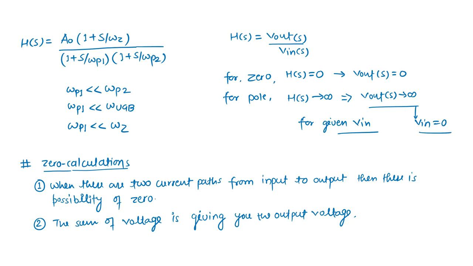We'll explore this concept in a few more circuits, then we'll come back to the 5 transistor OTA structure. So what does it mean that there is a possibility of zero when there are two current paths? The motivation is that for calculation of zero, we see V out equal to zero, that's it.